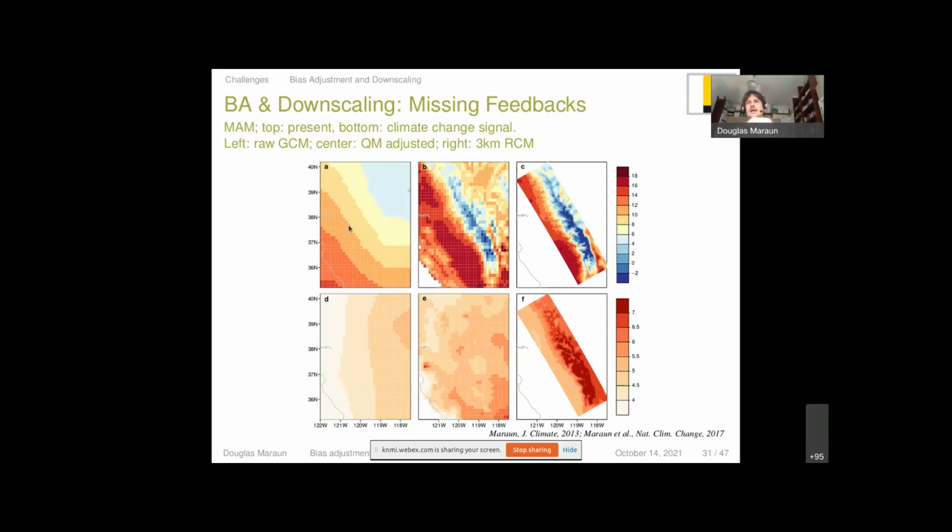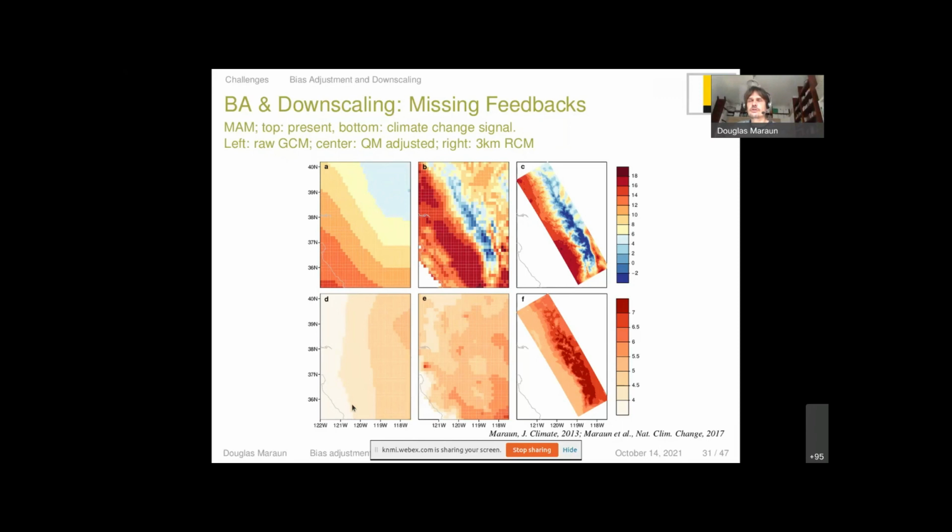Now, you could argue that you could do quantile mapping. If you do a quantile mapping from here to the observations, then your GCM output, bias adjusted, would look perfectly like this one here. And you could say, hey, wow, I don't need to downscale. But now let's have a look at the climate change signal.